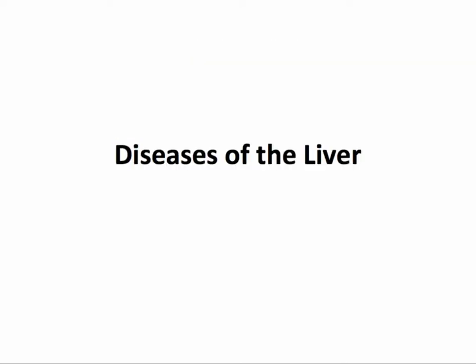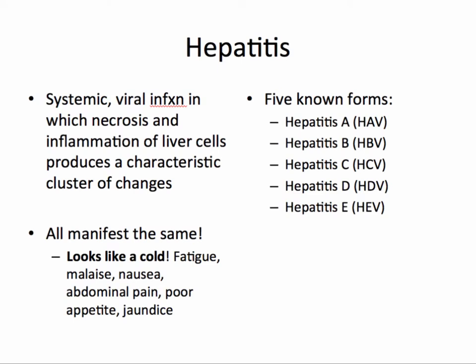In our final section, we'll discuss diseases of the liver. Hepatitis is a systemic viral infection in which necrosis and inflammation of liver cells produces a characteristic cluster of changes. All of the manifestations of hepatitis look the same. They look just like a cold, with fatigue, malaise, nausea, abdominal pain, poor appetite, and the one difference, jaundice.